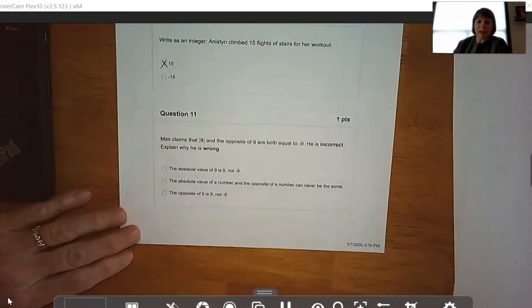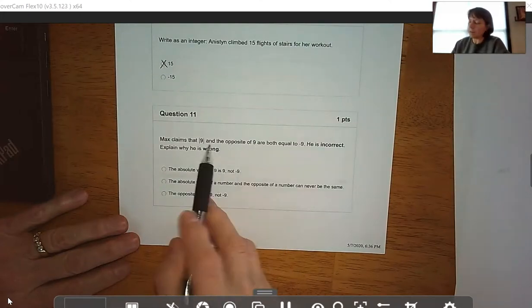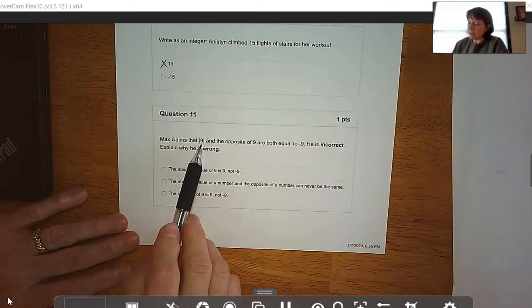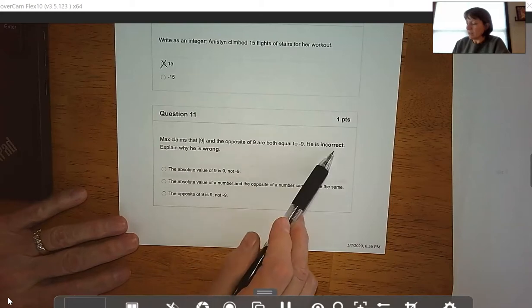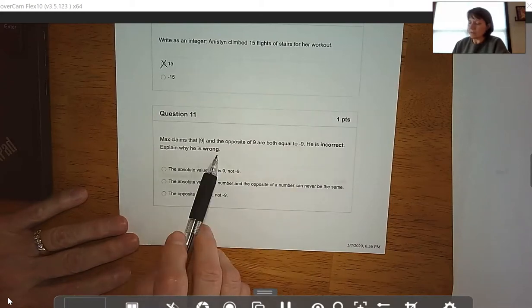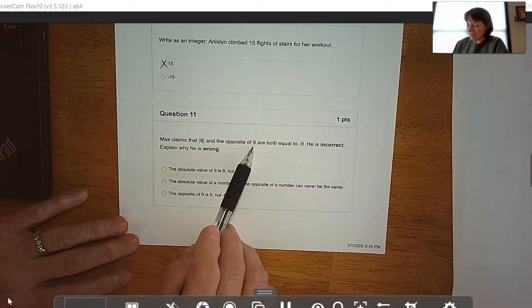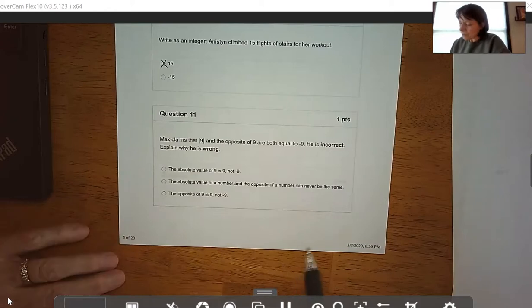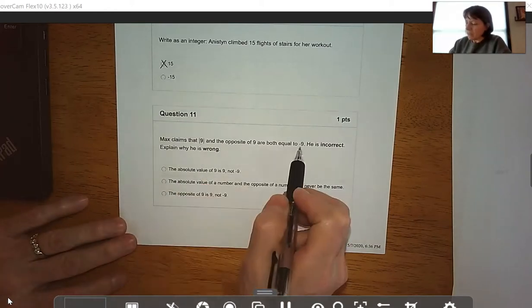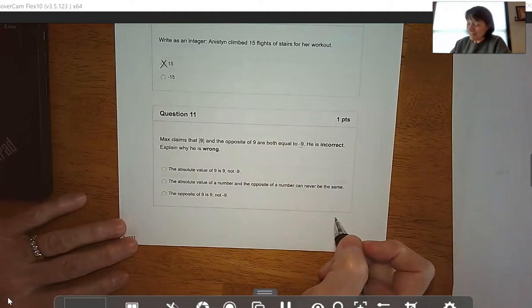Max claims that the absolute value of 9 and the opposite of 9 are both equal to negative 9. He is incorrect. Explain why he is wrong. Did I mention to you that absolute value is always positive? So we know that the absolute value of 9 is positive, it's 9, but the opposite of 9 is negative 9. So the absolute value of 9 can never be equal to negative 9 because absolute value is always positive. I think I've said that about 7 times now.